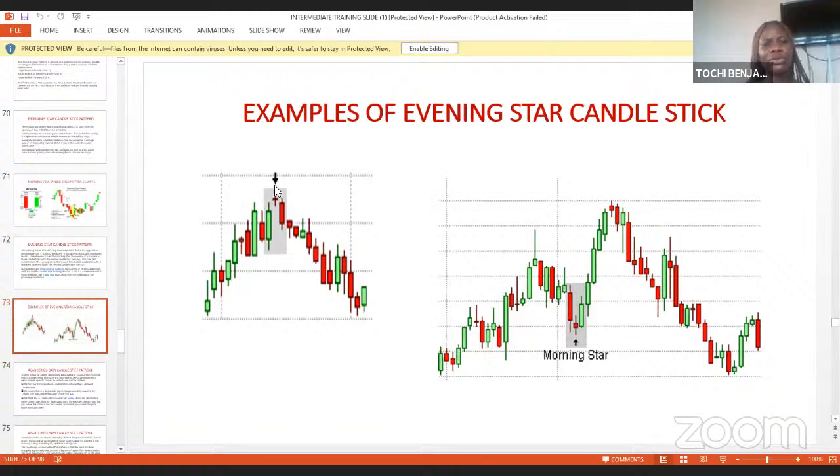Now, after this formation, you can find reason for your entry. Maybe switch to a lower time frame, or even in that same time frame, and get your entry for a sell. This is also an evening star. Look at it: bullish hammer, inverted hammer, yes, that shooting star, then bearish. It sold. And after this sell, this is an example also of a morning star.